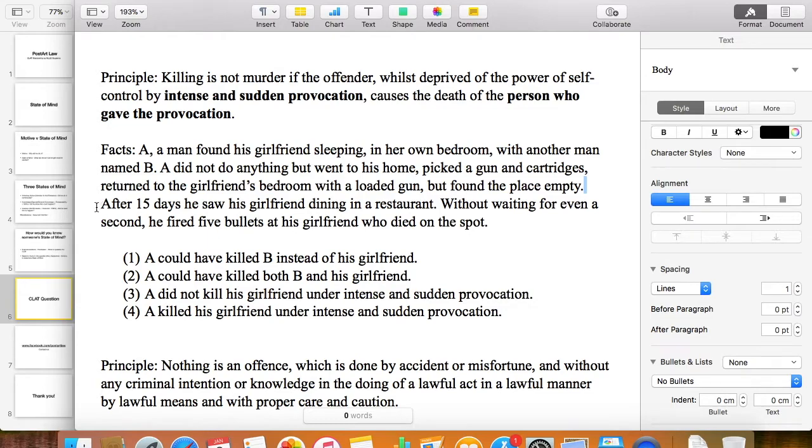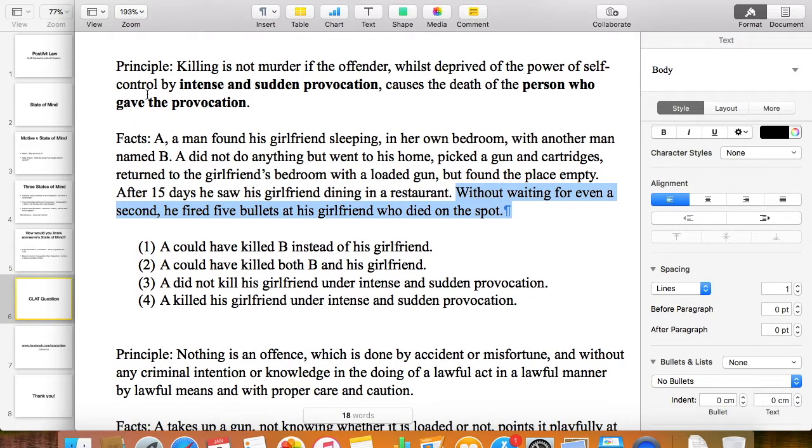Okay. After 15 days, he saw the girlfriend dining in a restaurant. Without waiting for even a second, he fired 5 bullets at his girlfriend who died on the spot. Okay, so what are the elements that we need here? First of all, we need the death of a person who gave the provocation, right? And we need an intense and sudden provocation. So obviously, there's a death of a person who gave the provocation. The girlfriend died. So that part is satisfied.